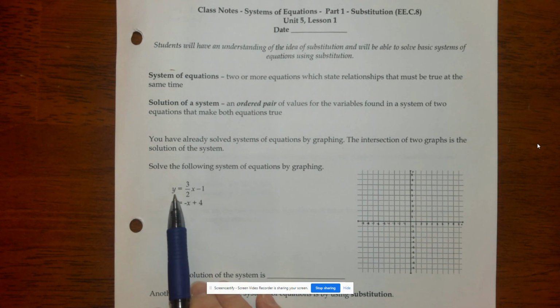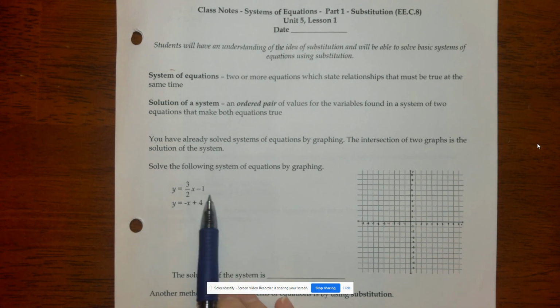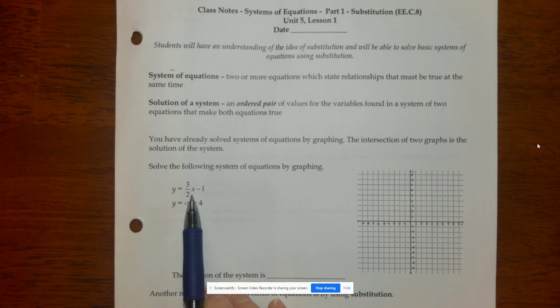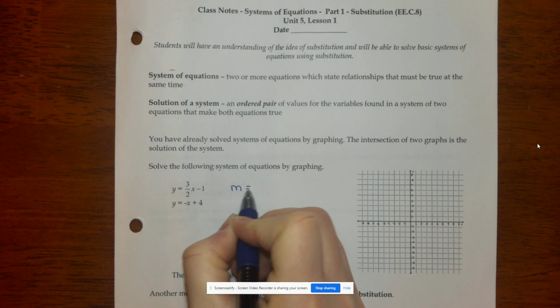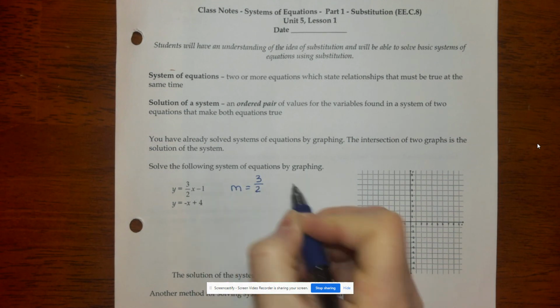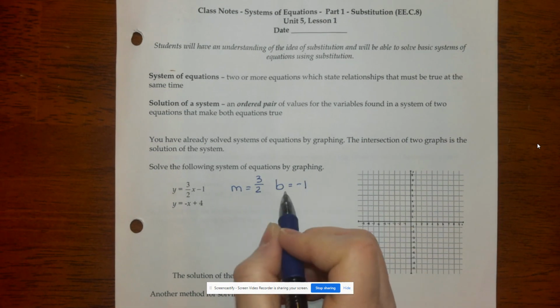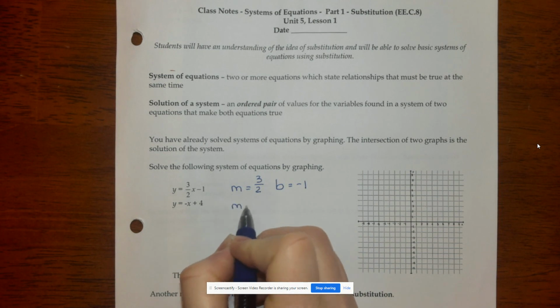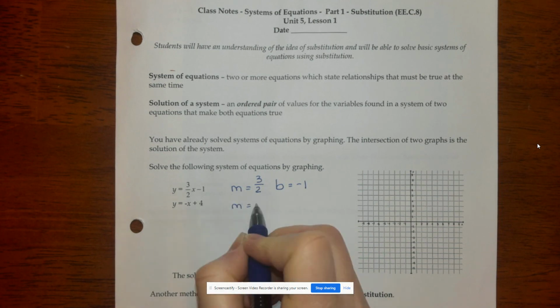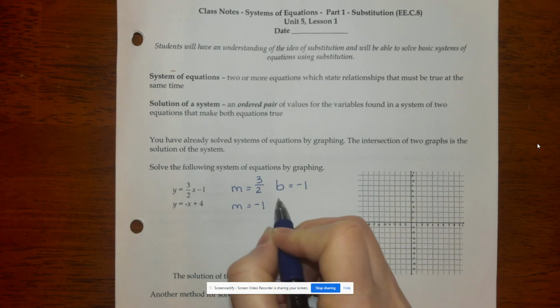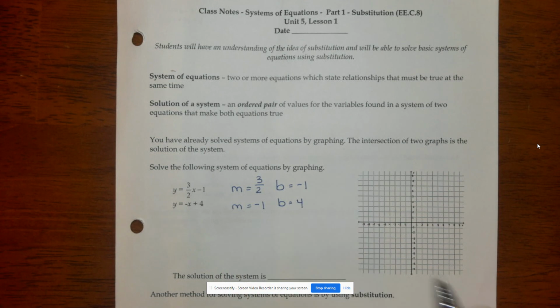I have one in slope-intercept form, y equals mx plus b, or y equals 3/2 x minus 1. And then I have a second one, also in slope-intercept form. So I've got the slope of the first one as 3/2, and the y-intercept of the first one as -1. And then I have the slope. See how it's negative x? Remember that means that the slope is -1, and the y-intercept is 4.